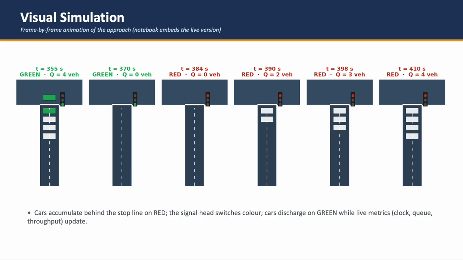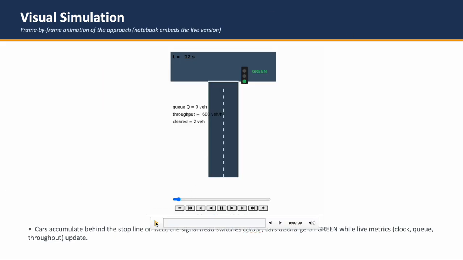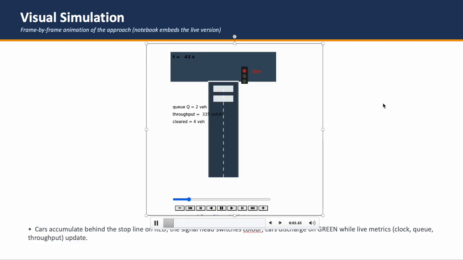The delay we are about to measure. Yeah, I can quickly play the animation. The animation shows what I just described about the frames, and you can see how cars are stacked up based on the color of light.